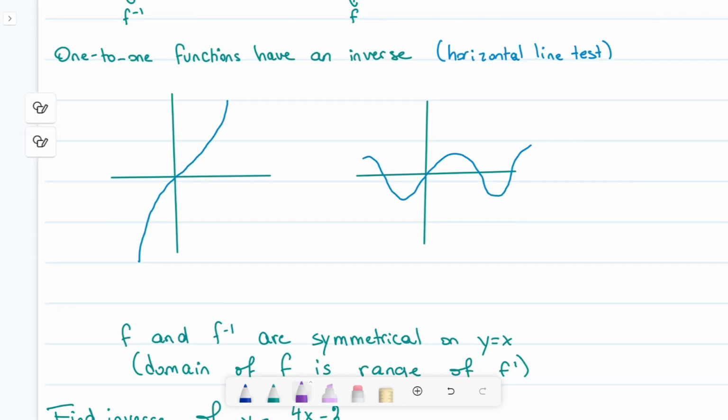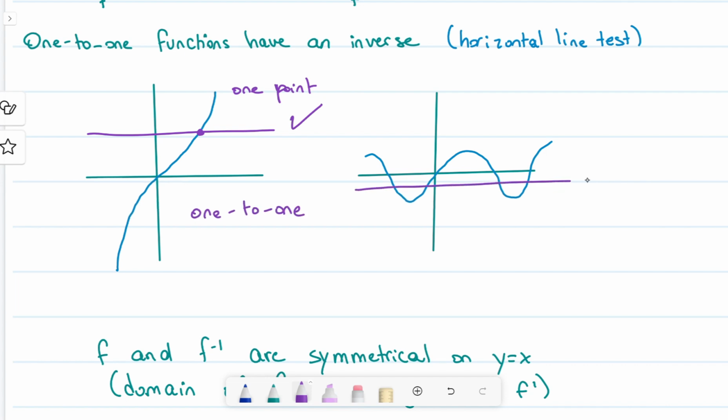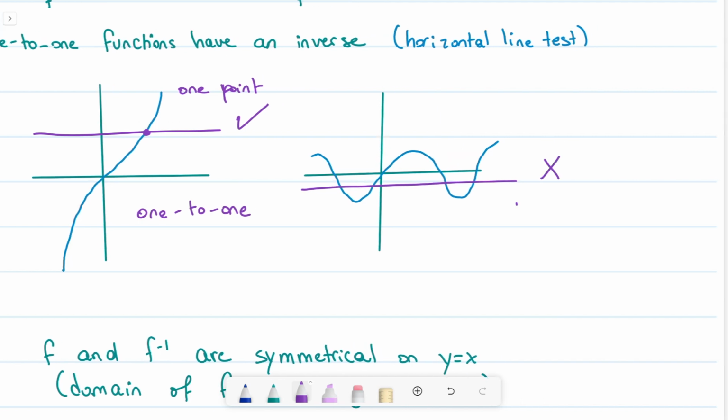But for now, let's try the horizontal line test to check if these functions are one-to-one. Basically, we draw a horizontal line everywhere, but we will test it at one point. It only passes in one point. So it passes the horizontal line test, so it's one-to-one. However, let's look at the function on the right. It passes in several points in the function, so it's not one-to-one.